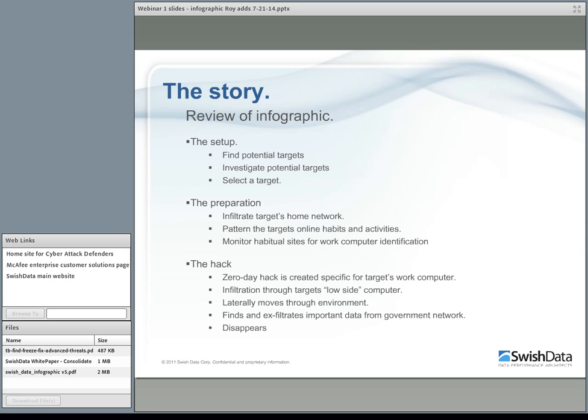So the three main levels of this are the setup, where the initial hack was planned, and then the preparation, once they had where they wanted to go, what they did to prepare, and then the final hack that went into the agency. You can see some of the specifics here. They first wanted to find the target and select the target. Then they used some preparation to plan how they were going to attack the target. And then they actually went into the agency, grabbed information, and walked out the door.